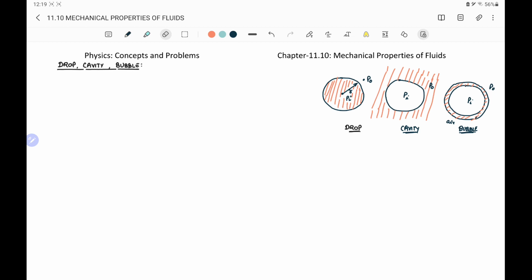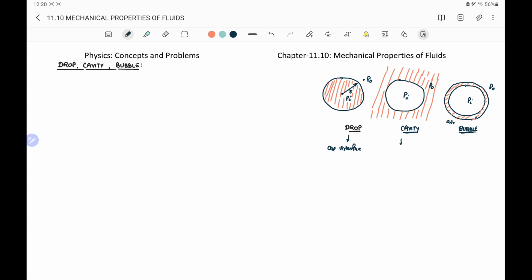So as a consequence of the surface tension, free liquid drops and bubbles are spherical if we neglect the effect of gravity. In the figure we have shown three diagrams, that is drop, cavity and bubble. Drop has liquid inside and air outside, while in cavity air is inside and outside is the liquid. And a bubble, like the soap bubble, has two interfaces. One is an air-liquid interface and another is also a liquid-air interface. So we can say drop has only one liquid-air interface.